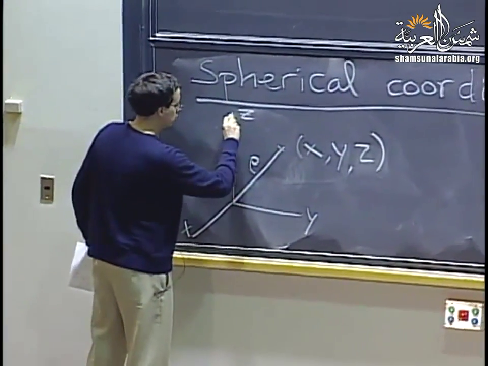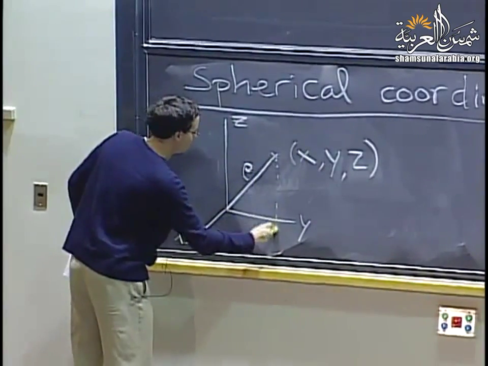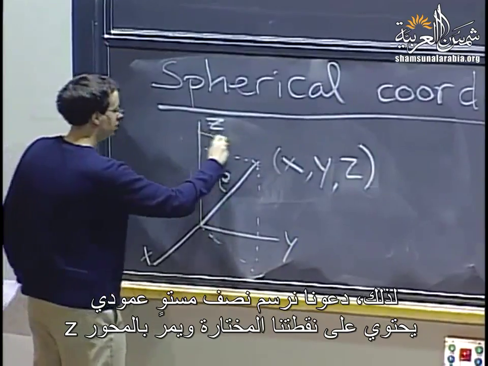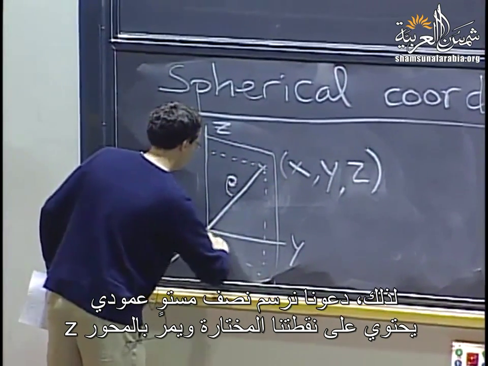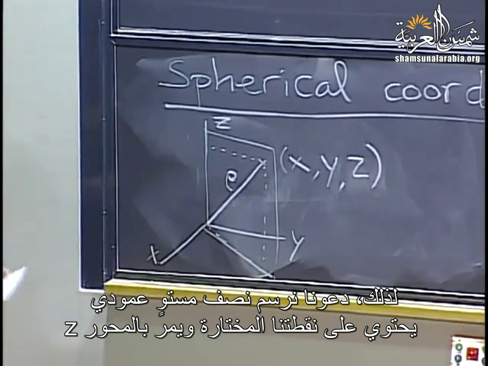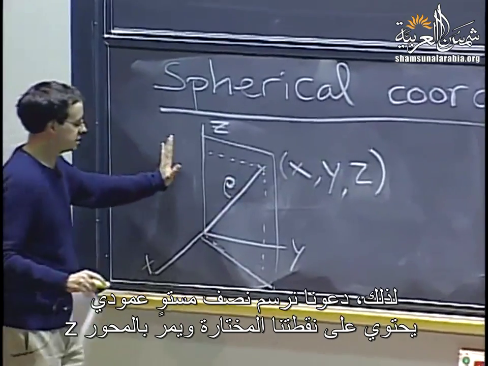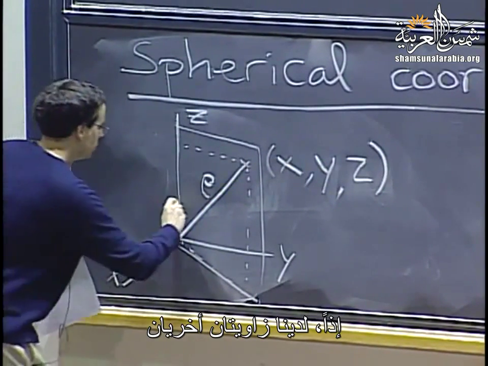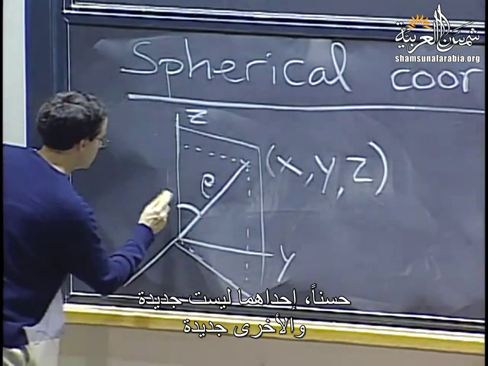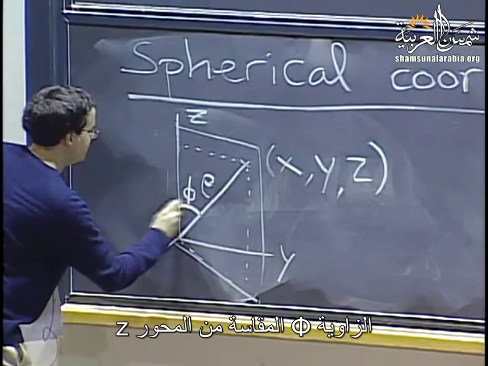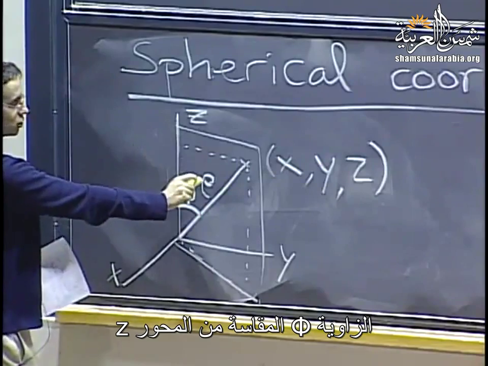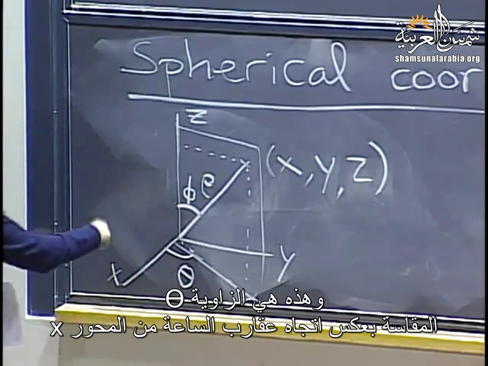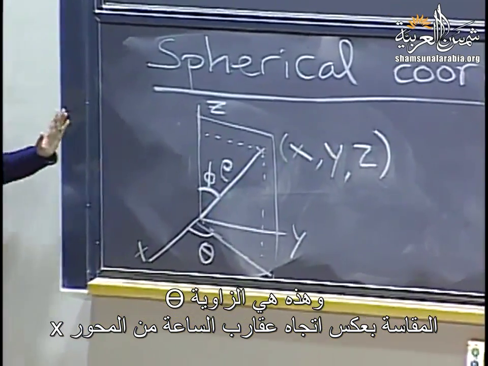And so for that, let me draw the vertical half plane that contains our point, starting from the z-axis. Okay? So then we have two new angles. Well, one of them is not really new. One is new. That's phi, the angle downwards from the z-axis. And the other one, theta, is the angle counterclockwise from the x-axis.